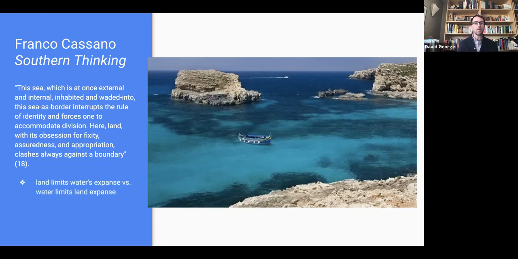So just to reiterate what I just said: land limits water's expanse versus water limiting land's expanse. And the second idea is the way in which the sea connects and forces us to accept difference.